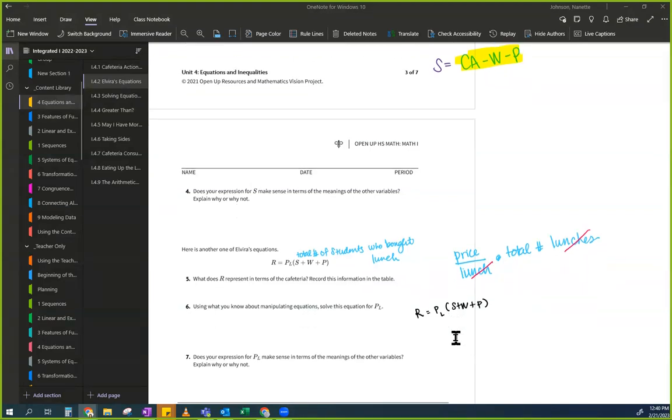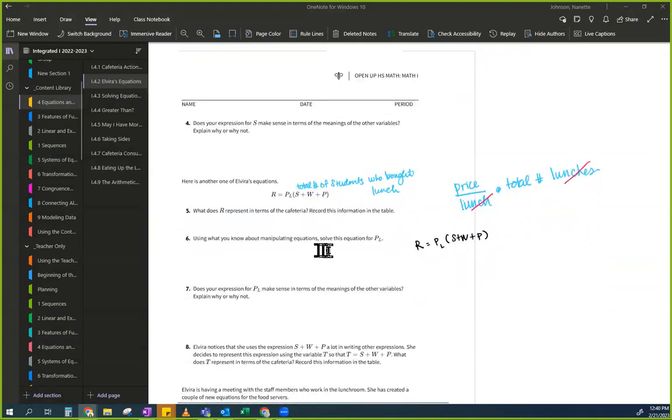Okay, so what we want to do if we're going to manipulate and it says solve this equation for P sub L, what they're saying is they want an equation and it's going to look like this: P sub L equals blah, blah, blah. Okay, so I see P sub L. He's right here, right? So what's happening to P sub L? What's happening to my P sub L?